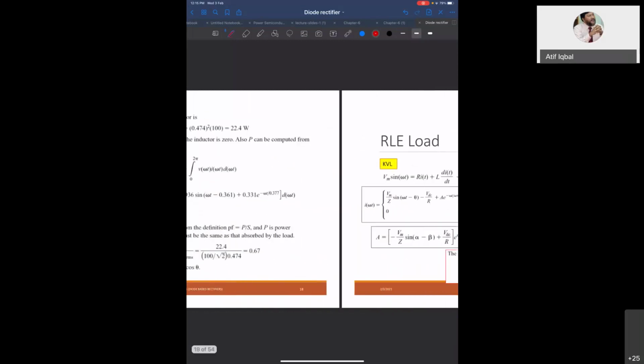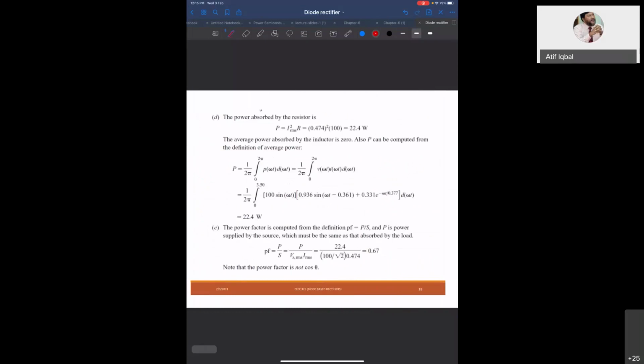Then you find the power loss using this, and this is another way to find the power loss that is given, and the power factor is given like this. Okay. So please solve this problem, and we'll continue from here.